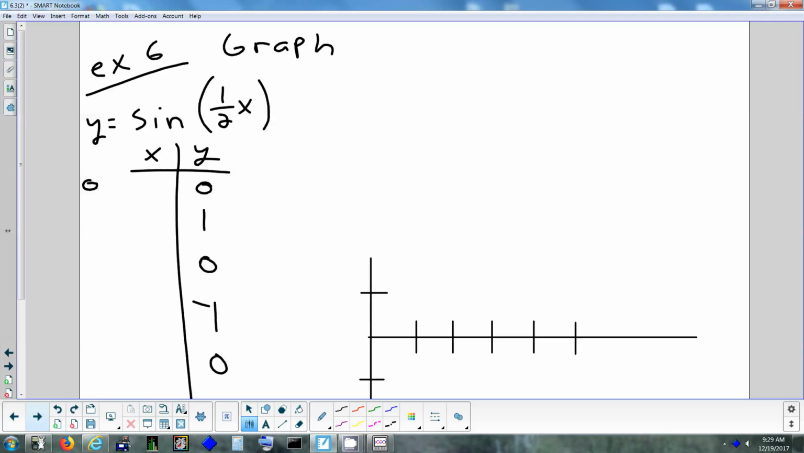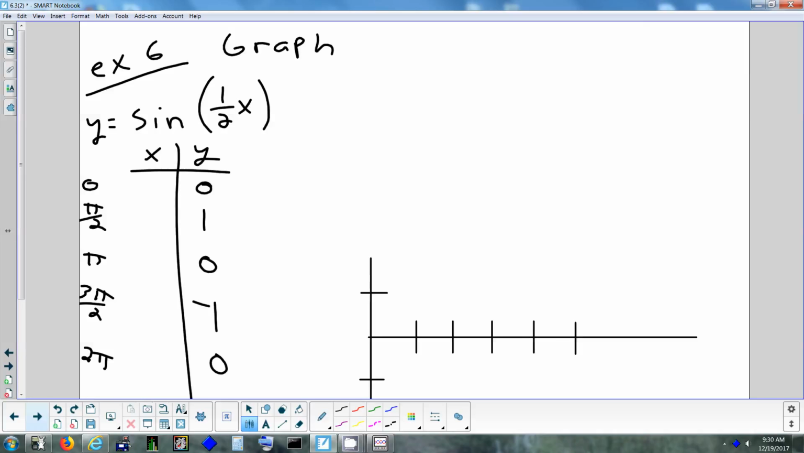And now my original x's, 0, pi over 2, pi, 3 pi over 2, 2 pi. What am I going to do to all those x values? Yeah. Multiply by 2. Okay, you've got to be careful that you don't mix it up. You can either divide by 1/2 or multiply by 2. But don't mix the two ideas. Right? Don't say like multiply by 1/2. Okay, so let's multiply everything by 2.